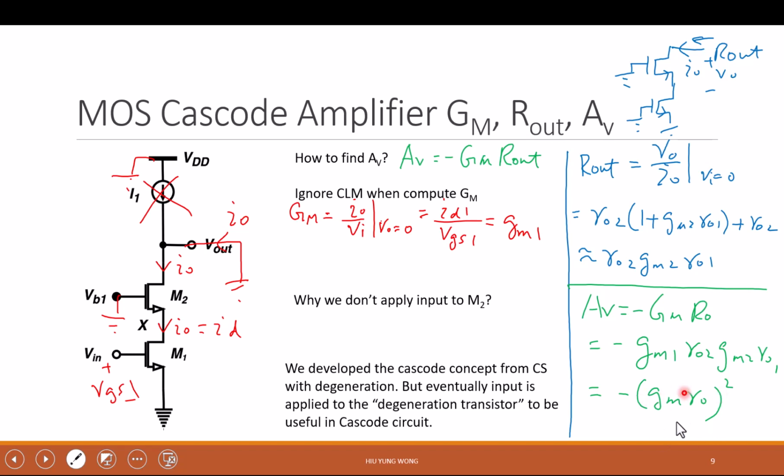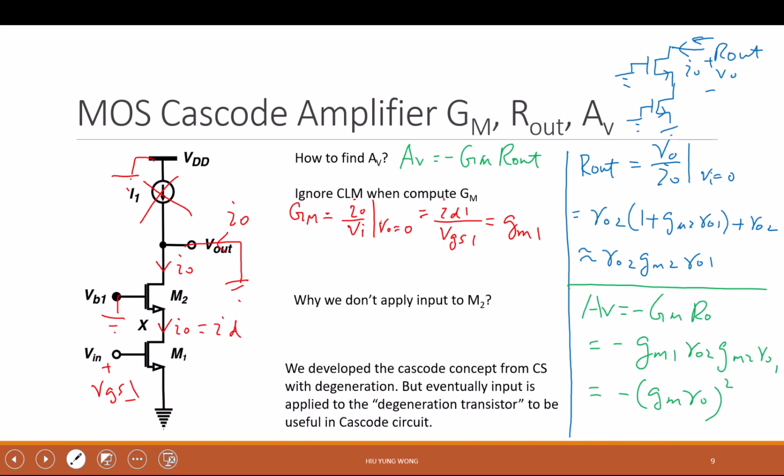How is this compared to the gain of a common source? What is the gain of a common source? Let's ignore RD because now we are using an infinite load, right? So it's just GM RO. This is the square of it. So if you had 10 for your common source amplifier, you get 100 for Cascode, right? So this is how you increase the gain a lot.